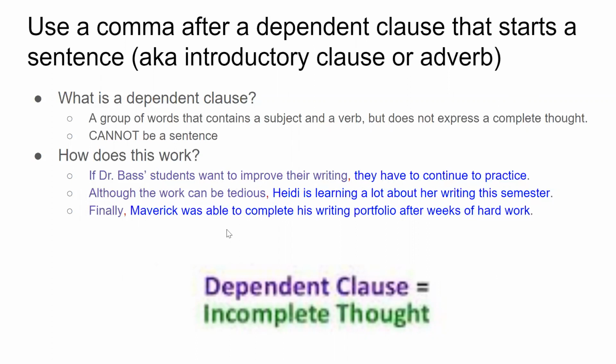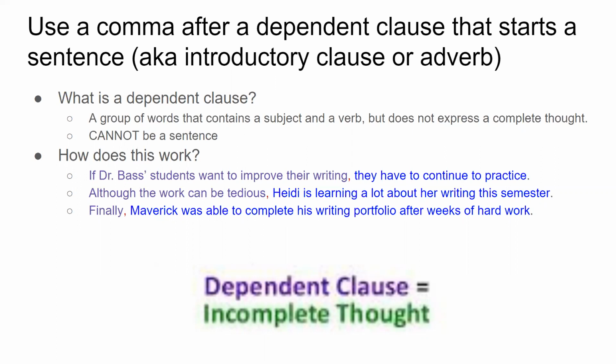Another example here: although the work can be tedious, Heidi is learning a lot about her writing this semester. Here, this introductory clause, "although the work can be tedious," again, is dependent on the rest of the sentence. That's why it's a dependent clause. We have to put a comma before it because "Heidi is learning a lot about her writing this semester" is a complete sentence.